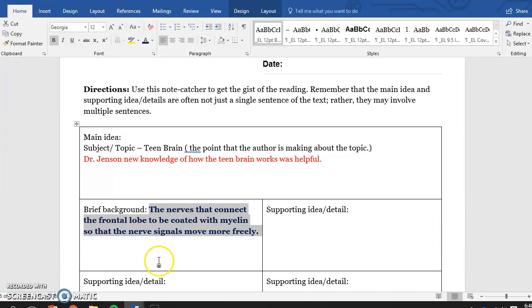Okay, so I've added the background information. I put the nerves that connect the frontal lobe need to be coated with myelin so that the nerve signals can move more freely. Y'all just going to let me leave that word out, okay? Needs, got it. So we're going to go ahead and talk about the supporting details very quickly.